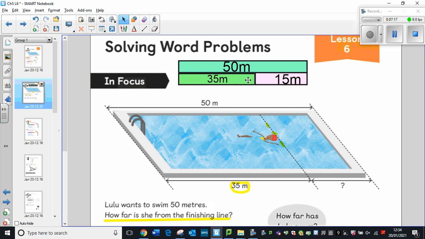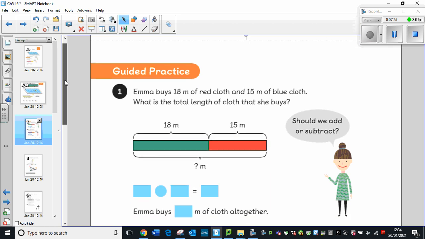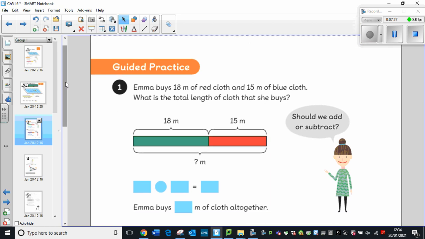Okay, so well done if you were able to get them right. So now let's look at some of our guided practice questions. For these first two questions, we've been helped out a little bit because we've been given the bar models to help us. Okay, so now let's have a read through the first question.